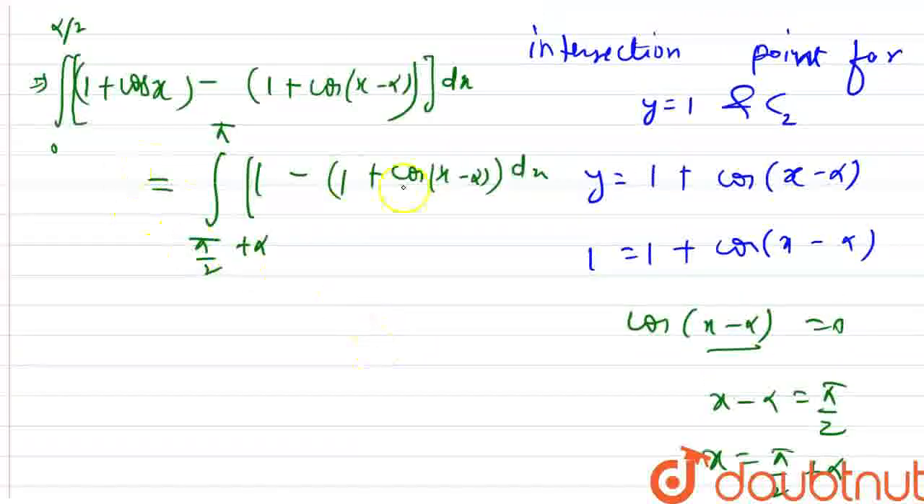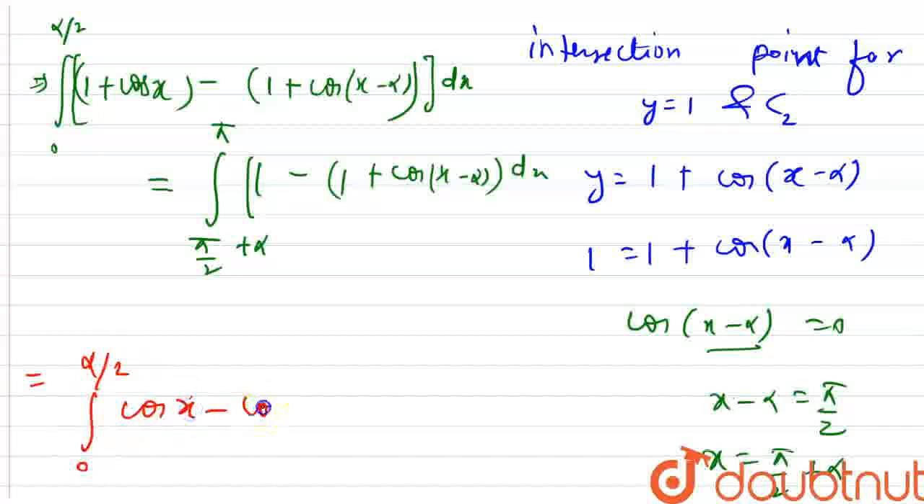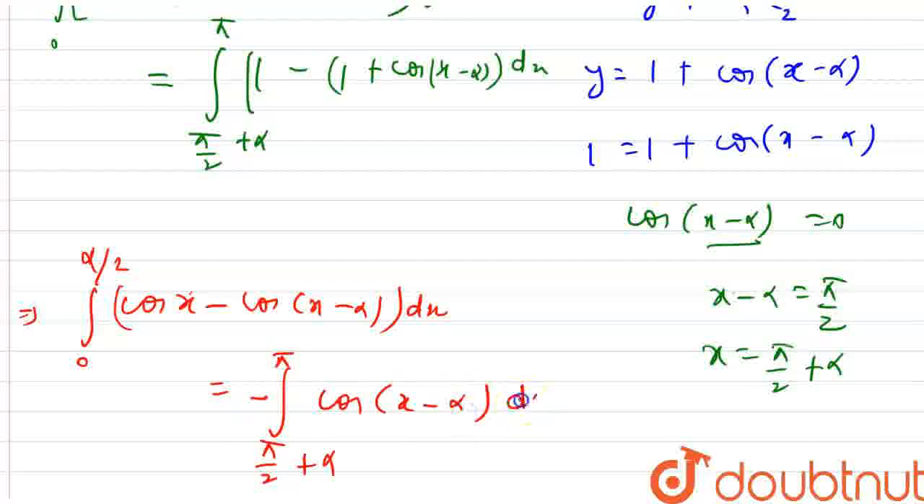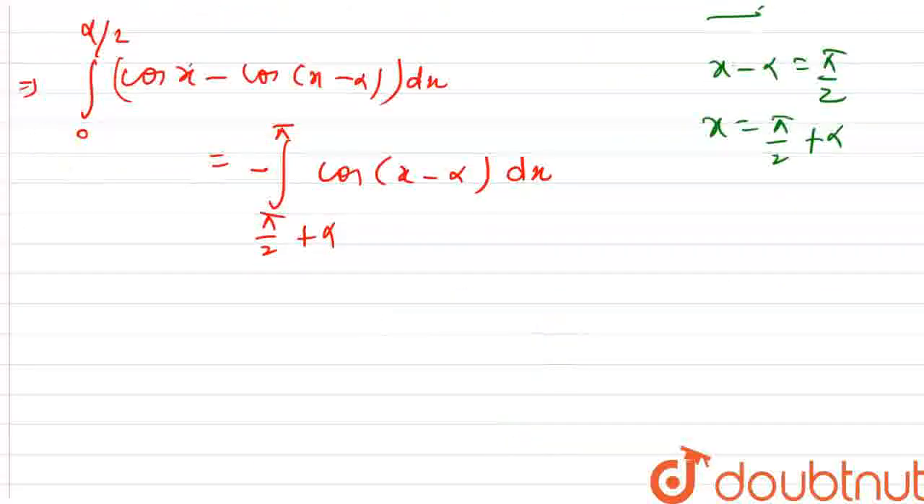Now I'm going to solve this. So basically you can see here this 1 will cancel out this 1. I will be left with integration 0 to alpha by 2 of cos x minus alpha dx, and it is equals to this integral from pi by 2 plus alpha to pi, where 1 will cancel out this 1 and it will be minus of, or we can take this minus out, cos x minus alpha dx.